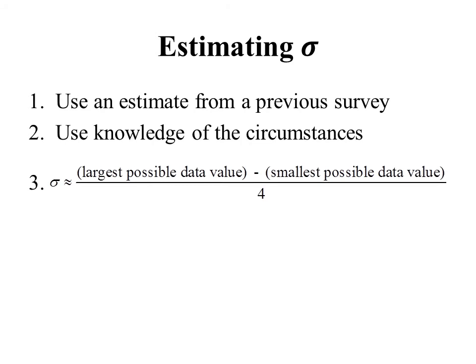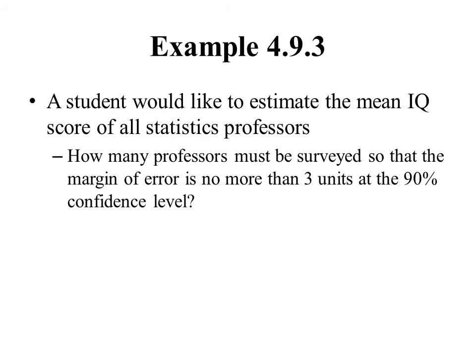The logic behind this goes back to the empirical rule, which said that most data values, or most values of a random variable, are within 2 standard deviations of its mean. And so that's the basic idea there behind this formula.